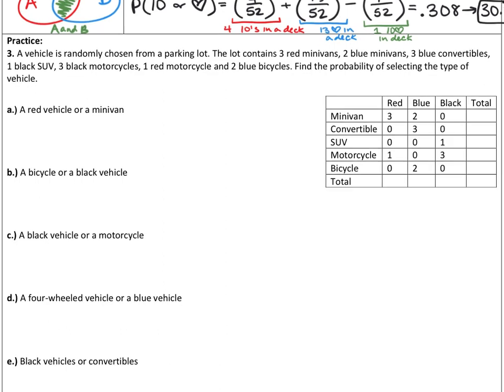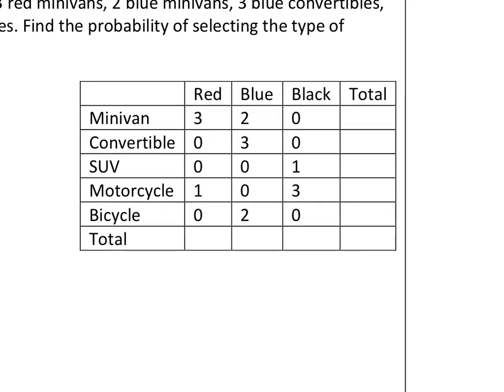Okay, before we even start looking at the questions, let's look at our two-way table. It is telling me we have 3 red minivans, 2 blue minivans, and no black minivans. How many total minivans are in the parking lot? 5. How many total convertibles are in the parking lot? How many total SUVs? 1. How many total motorcycles? 4. How many total bicycles? 2. How many total vehicles are in my lot at all?